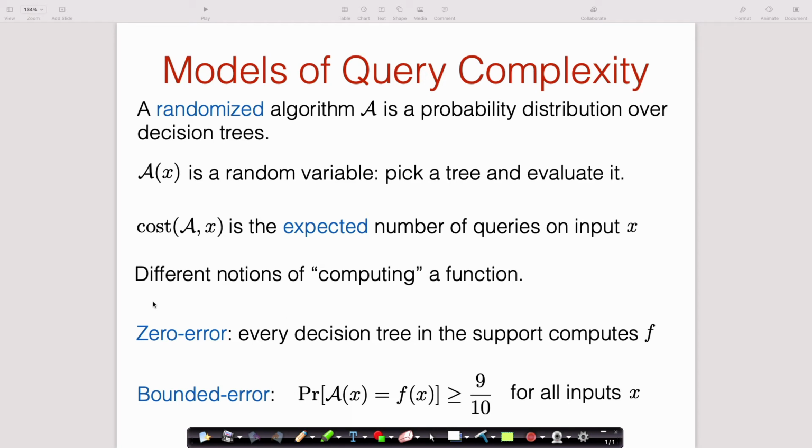But probably more common, and what we'll talk about more in this course, is the bounded error notion of computing a function. In that case, we just have to have the probability that the algorithm on input x outputs the right value, f of x, is at least 9/10. And this has to hold for every input x. Again, this probability is over the choice of the deterministic algorithm that is run by the randomized algorithm. So this is not a probability over inputs. We want this to hold for every single input x.